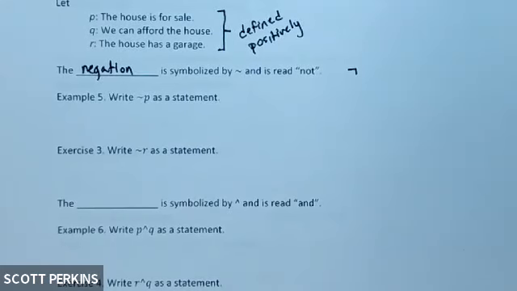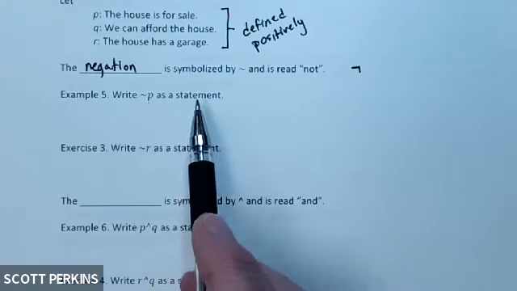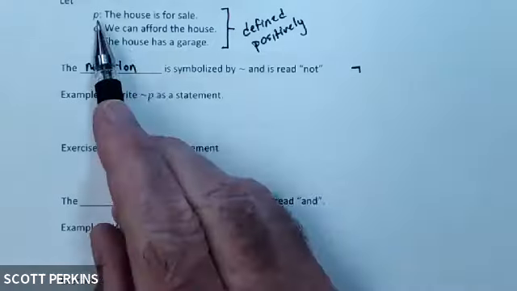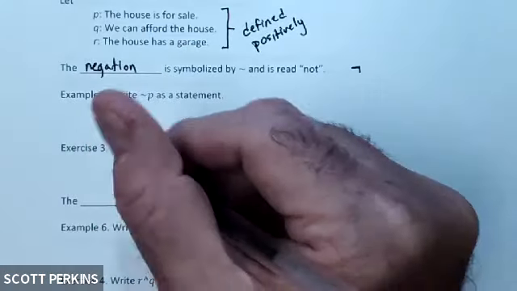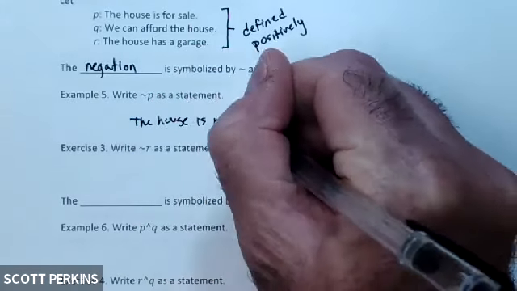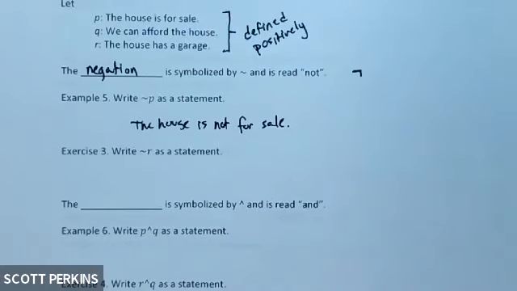Okay, so what we're going to do now is write squiggly P as a statement. Write "not P" as a statement. This is just what we did before. There's nothing explosive about this. So if statement P up at the top is the house is for sale, then squiggly P is the house is not for sale. We're just learning to interpret lingo. That is what we're practicing here. So once you've done that, please do exercise 3. Exercise 3 says write squiggly R as a statement.